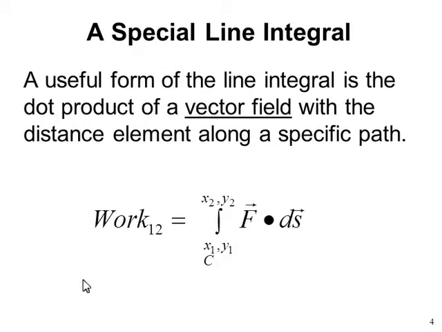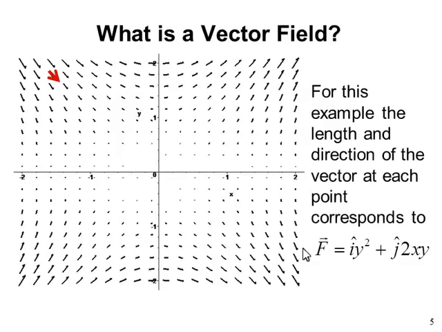A special line integral in physics is the work to move an object along a path between two points. The work is the dot product between a vector field, a force, which is a vector that depends upon position, with a distance element along a specific path. Let's look at each of these elements in turn.